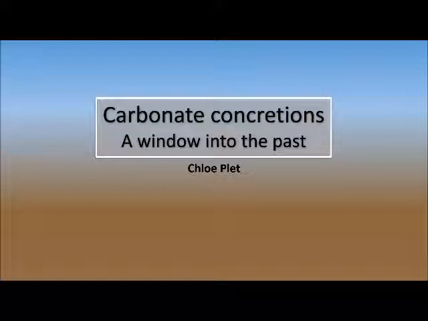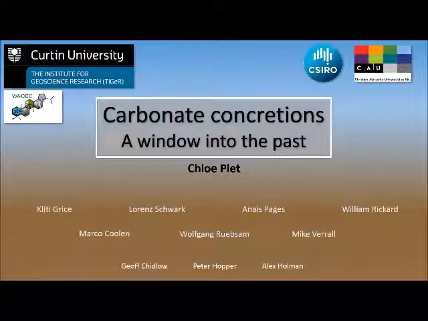It's part of my PhD work. So as you imagine, there are quite a few people involved. I would like to acknowledge my supervisors, co-authors, and all the technical staff I've worked with, as well as those institutions. Carbonate concretion, a window into the past.